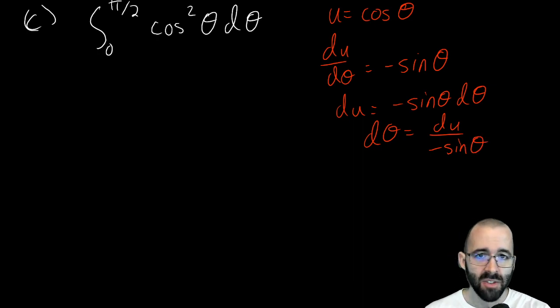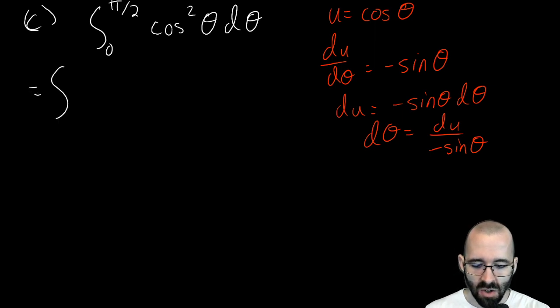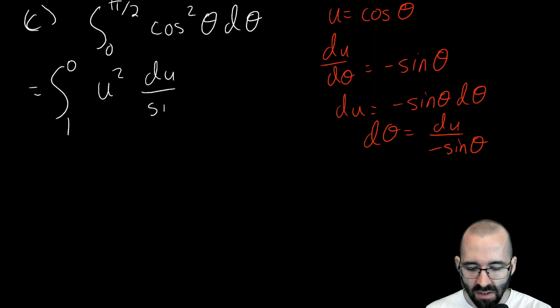And if we do this, you don't have to write this down because I already told you it's not going to work, so I'll go through this a little quickly. If we do this, we're going to get u is cosine of 0, which is 1, up to cosine of pi over 2, which is 0. Cosine squared becomes u squared, and d theta becomes du over negative sine of theta.